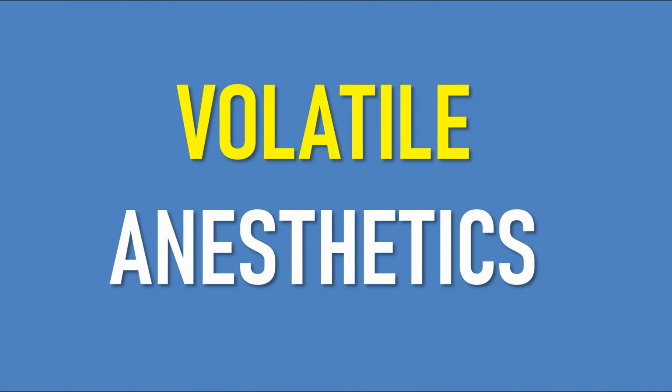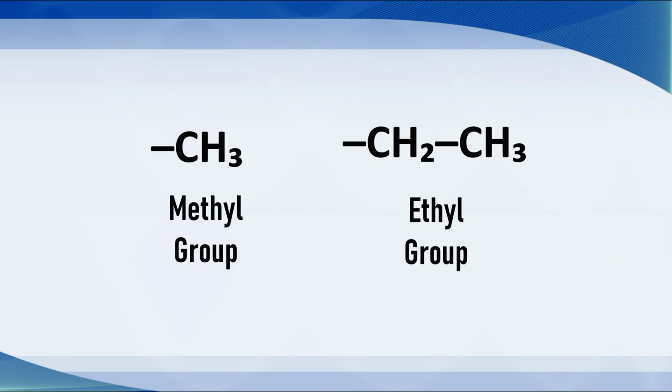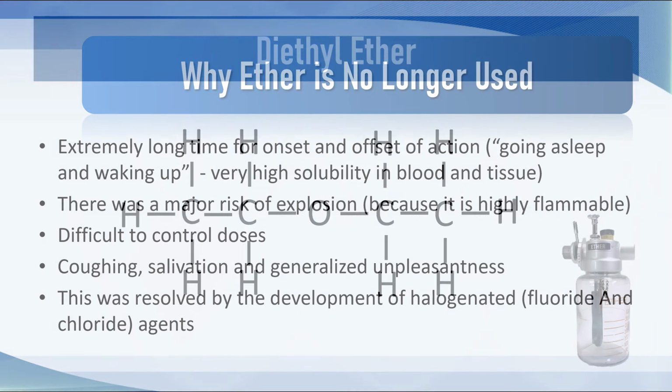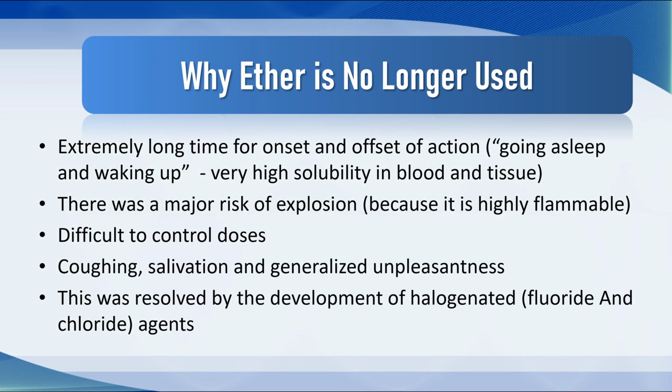For those of you who know little about chemistry, which seems to be most of my colleagues, on the left is a methyl group and on the right is an ethyl group. And the very first volatile anesthetic agent was diethyl ether, and it was delivered using the Boyle's bottle. Now, this was a phenomenal agent. It revolutionized surgery. It brought us into the modern era of medicine and surgery, but it had major flaws. Ether was associated with a very long time for onset and offset of action.